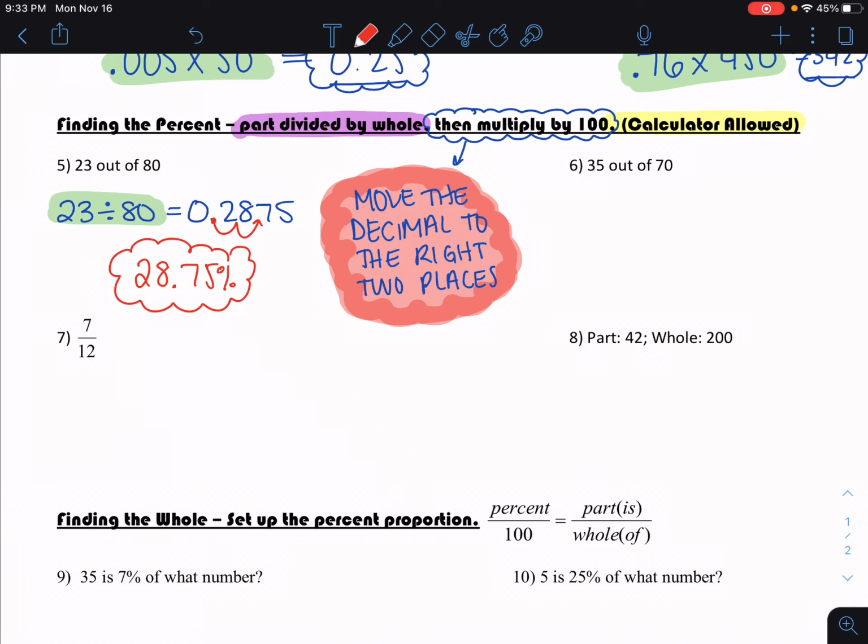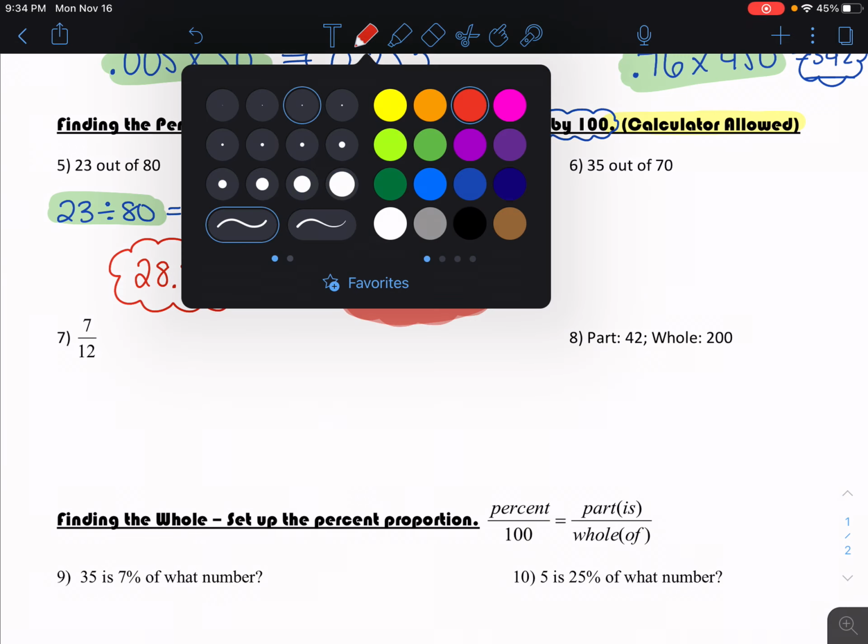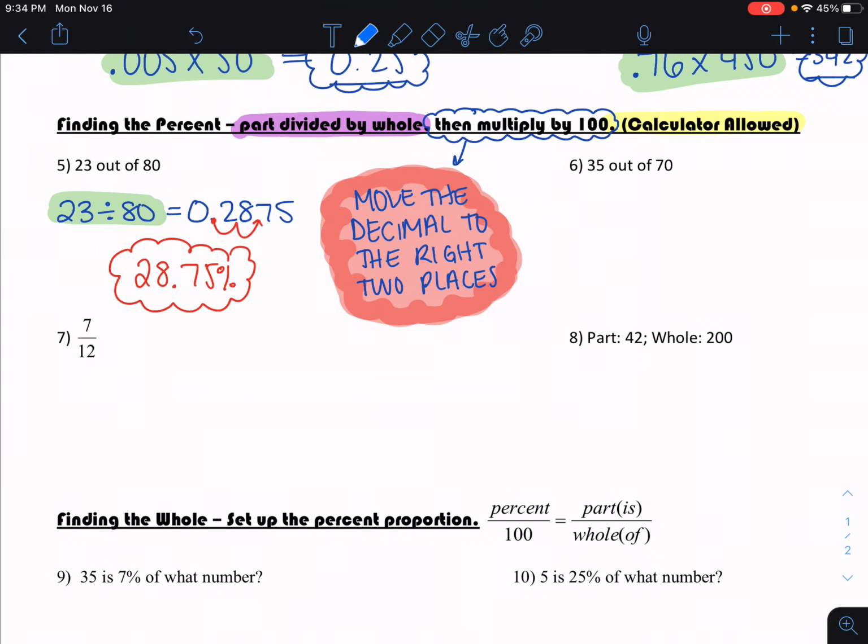And remember that your number is not a percent until you have the percent sign. So make sure that the percent sign is part of your answer. If you show this work right here, you may use a calculator. After you do your division, you're moving the decimal 2 places to the right. You can use your calculator for that, or you can show the jumps with the decimal.